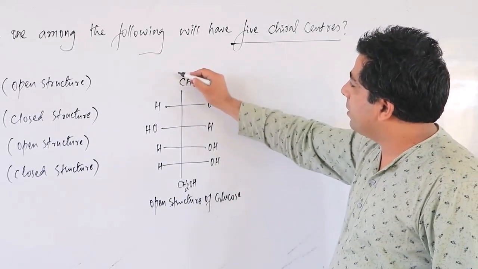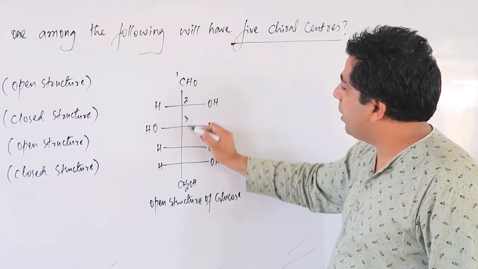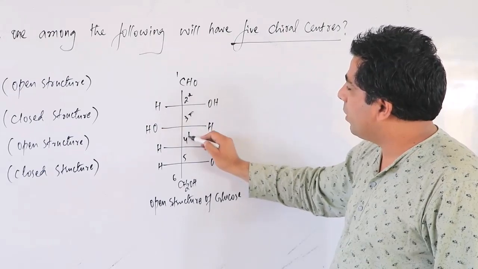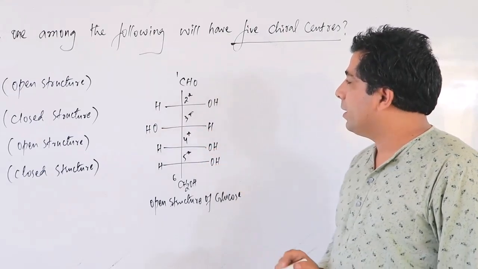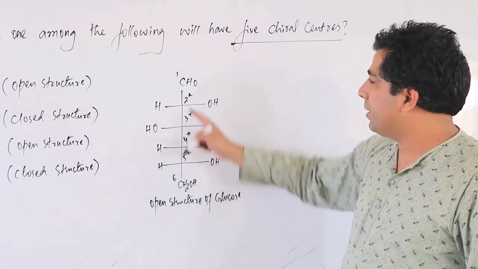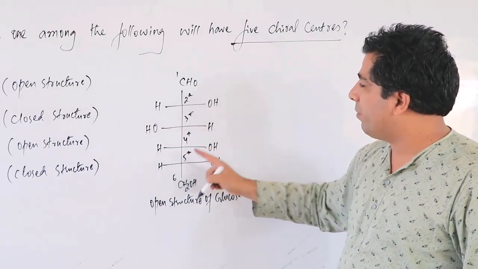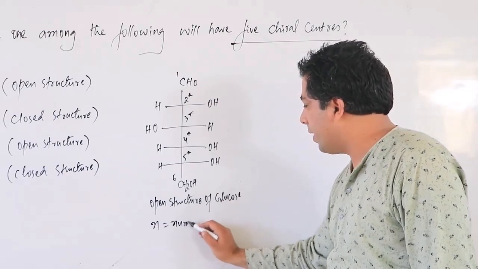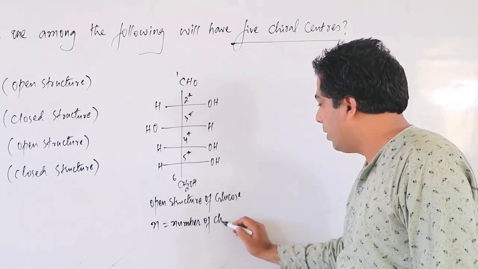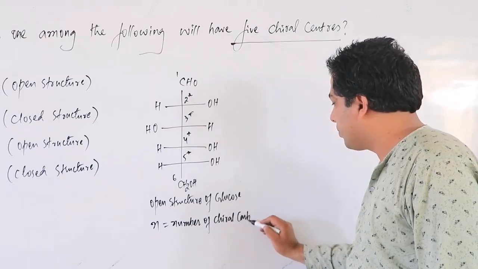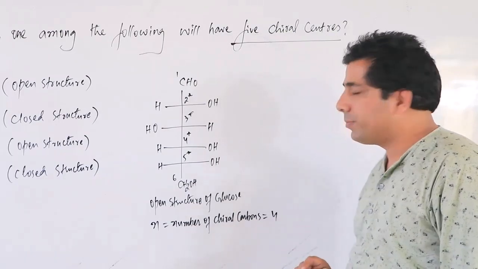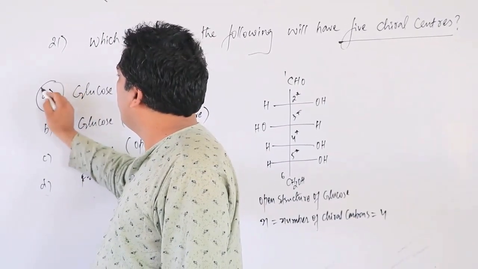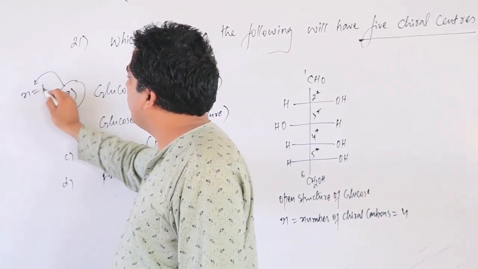And how many chiral centers? If we start numbering 1, 2, 3, 4, 5 and 6, we know that the second one, third one, fourth one and fifth one, that means 4 chiral centers are there. Second carbon, third carbon, fourth carbon and fifth carbon. So the number of chiral carbons is 4. So my dear friends, in open glucose we have the N value, the number of chiral carbons, of 4.